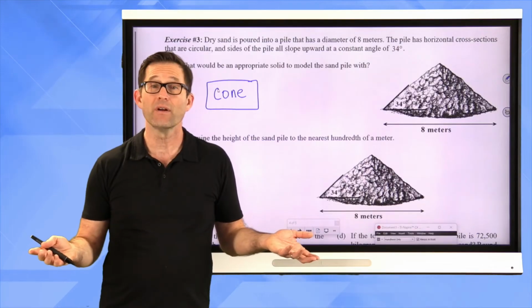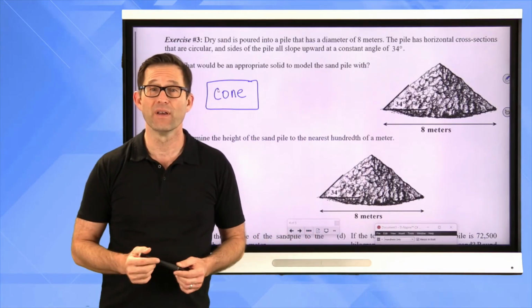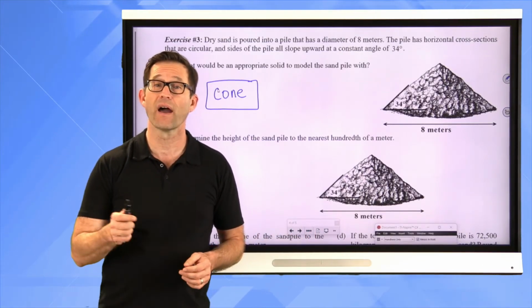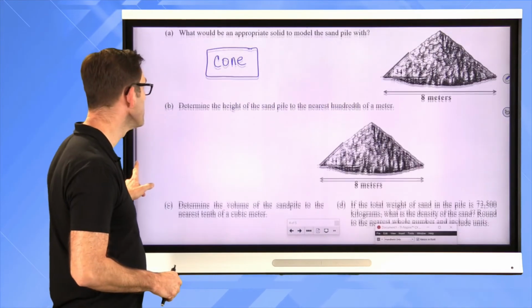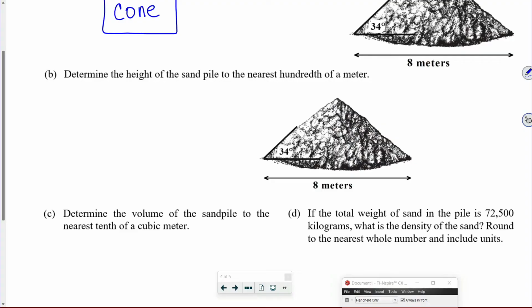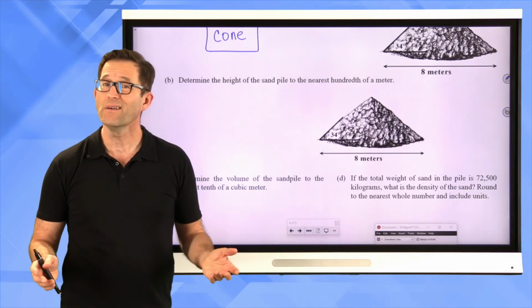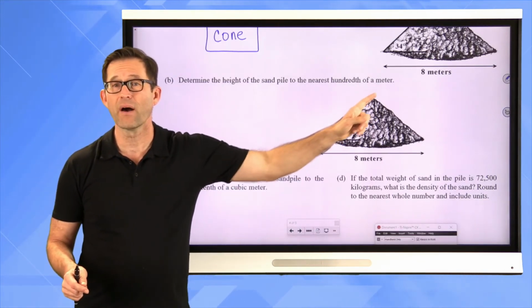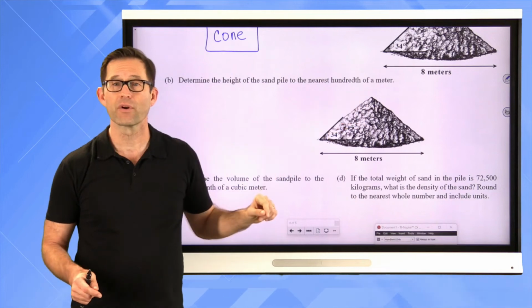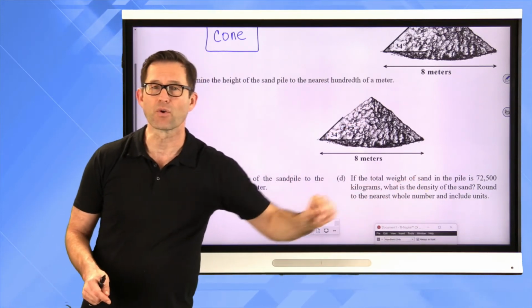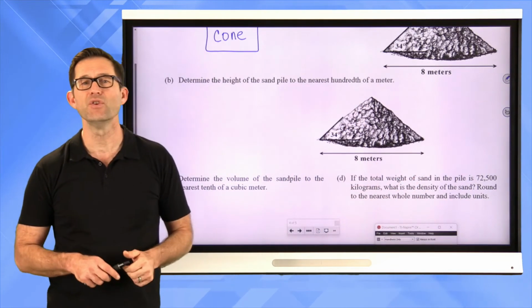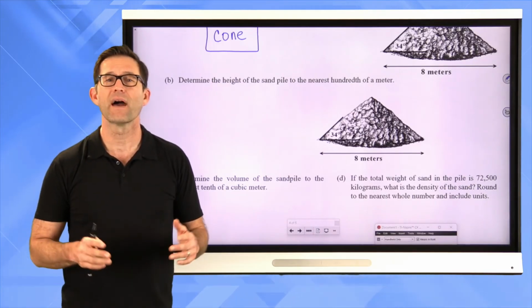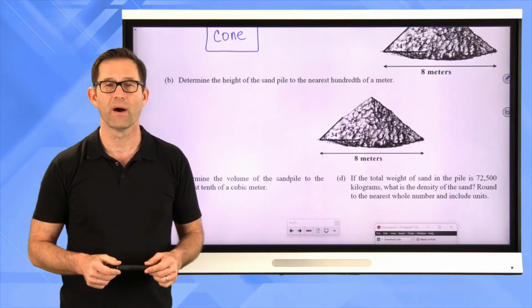Now, if we're going to eventually figure out what the volume of this cone is, one of the big pieces there is the height of the cone. Let's take a look at that in letter B. Determine the height of the sand pile to the nearest hundredth of a meter. Okay, well, what do we know? We know that the sand pile slopes up at 34 degrees. We know it's 8 meters across. Pause the video now and see if you can figure out a way to calculate the height of the sand pile.